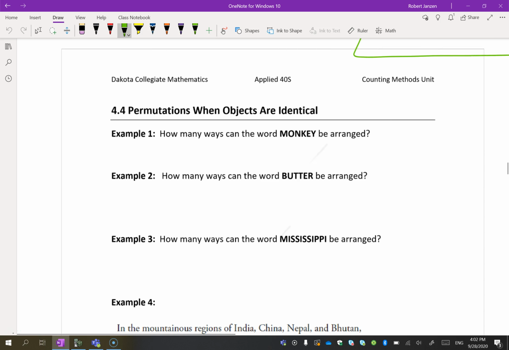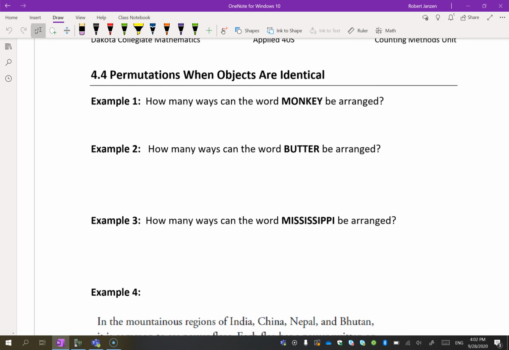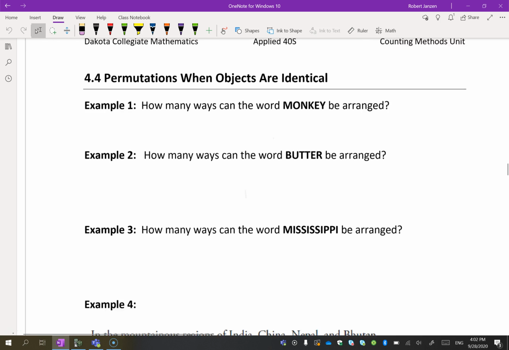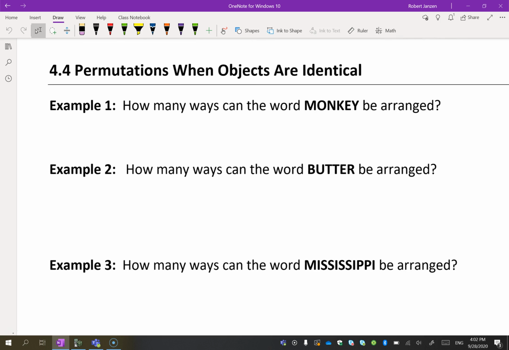In this lesson, we're going to look at permutations when there are objects that are identical. We'll use this first example to show you what we mean by that. If you were to take the letters in the word monkey and rearrange them, we already know this question. This is 6 factorial, or you could say 6 permute 6, or you could put the 6 lines like that. Either way, this is going to give you 720 ways. Notice that every one of those letters is different.